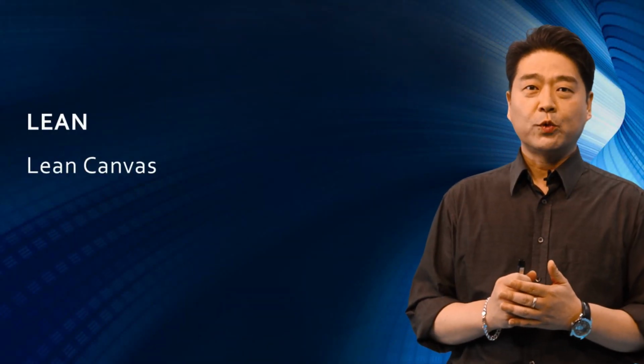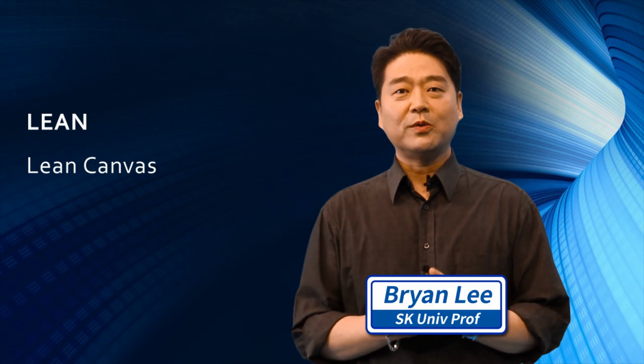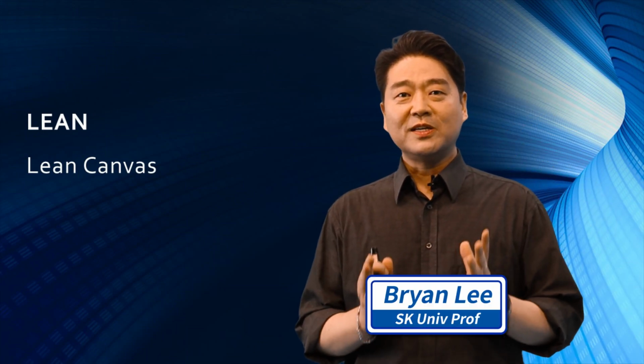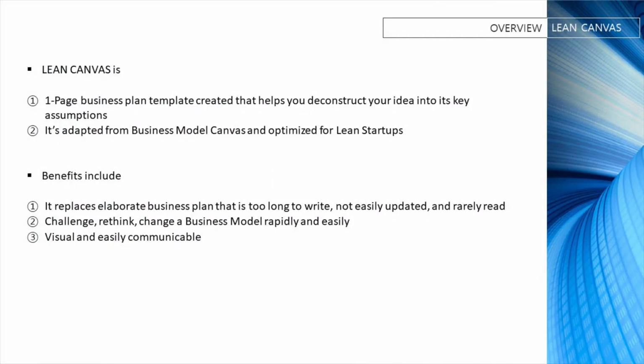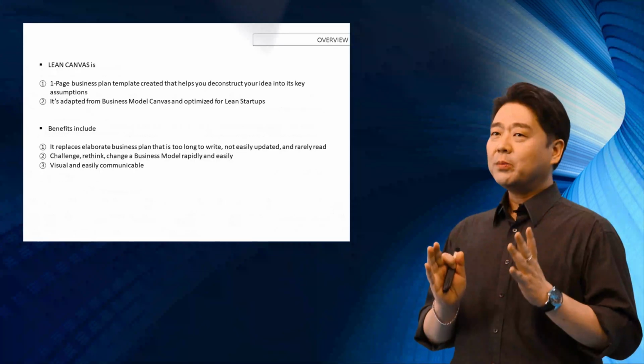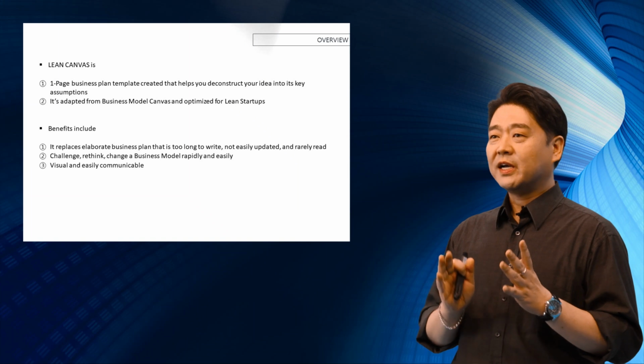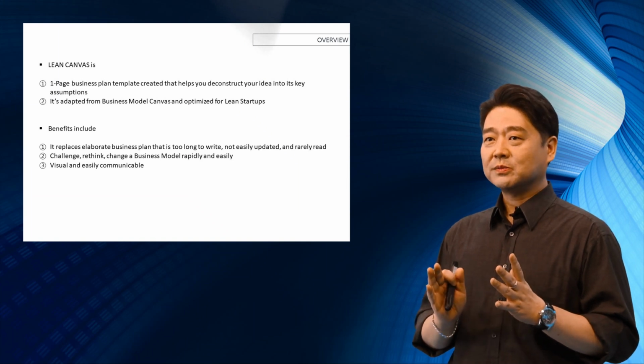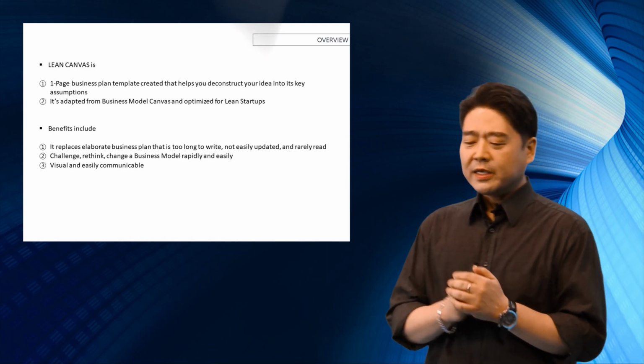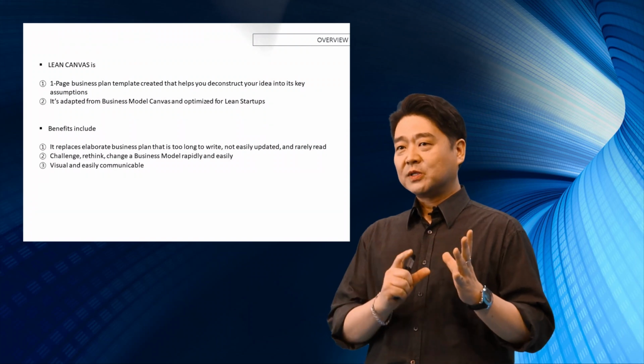Hello, welcome back everyone. Today we are going to talk about Lean Canvas, the concept everybody knows already. Lean Canvas is actually a very simple concept. It's a one-page document, a one-page business plan template that helps you deconstruct your ideas into its key assumptions. It has been optimized for lean startups as well.